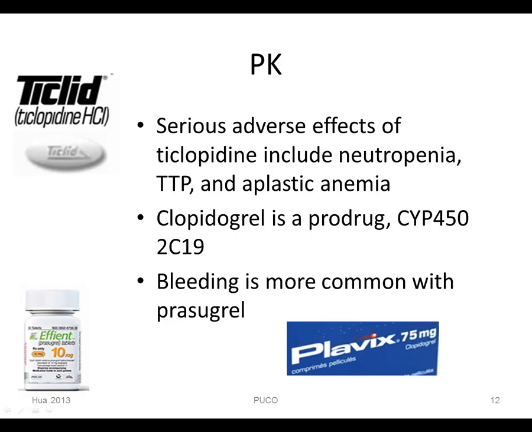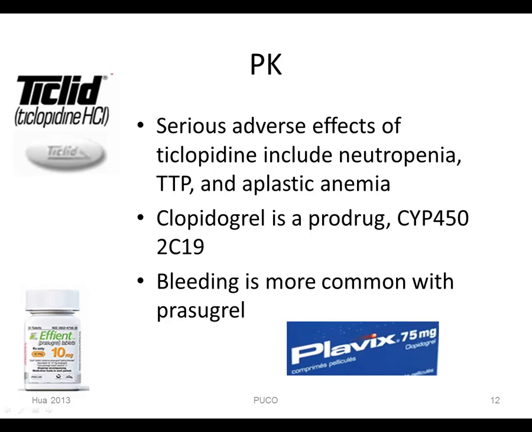Ticlopidine has an FDA black box warning due to the severe hematologic adverse reactions associated with its use. All three drugs can cause prolonged bleeding, for which there is no antidote, but bleeding is more common with prasugrel. Serious adverse effects of ticlopidine include neutropenia and aplastic anemia, requiring frequent blood monitoring, especially during the first 3 months of treatment.